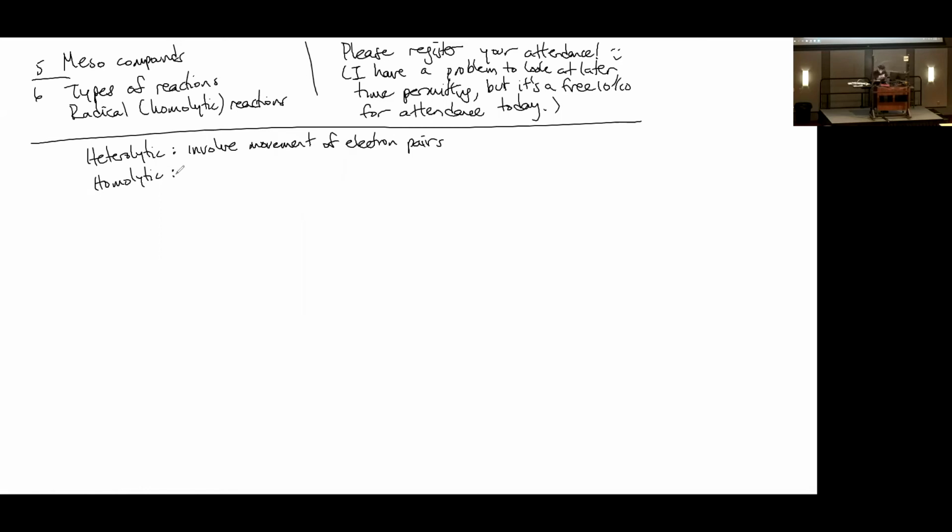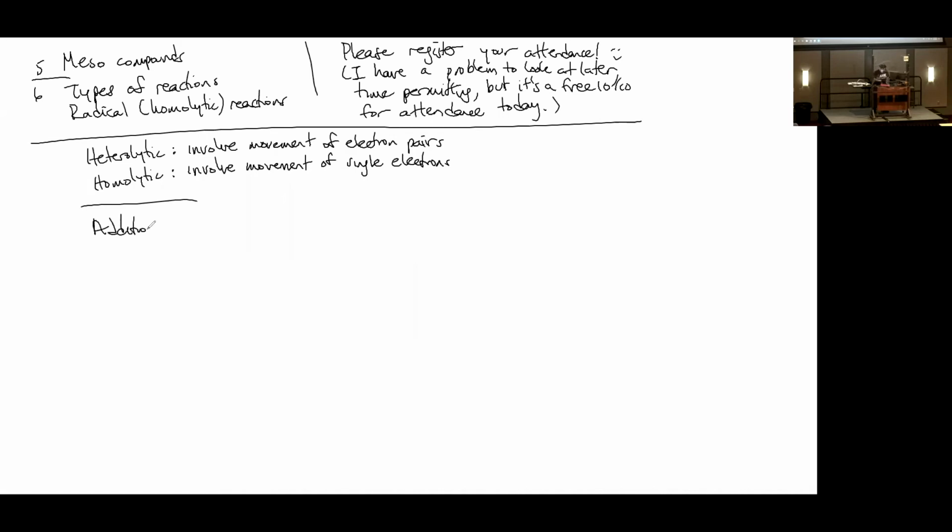And so homolytic reactions are the other class. They involve movement of single electrons because you're dealing with radicals, with species that have unpaired electrons. So we need to learn how to draw mechanisms of that type too. So that's one way we can classify reactions. The other types of reactions I mentioned before, and I'll write them down, don't worry, are basically addition, elimination, substitution, and rearrangement. Those are the 4 kinds.